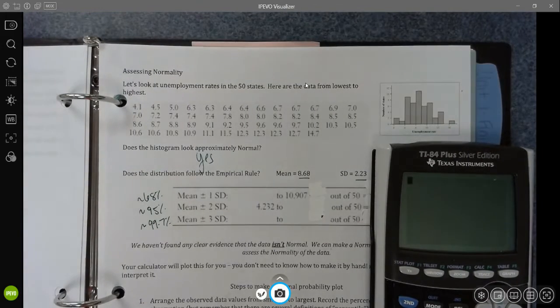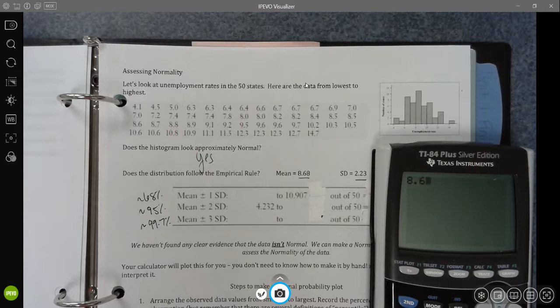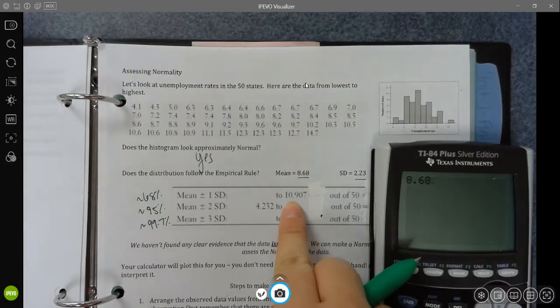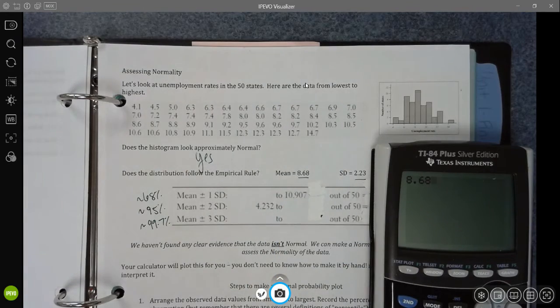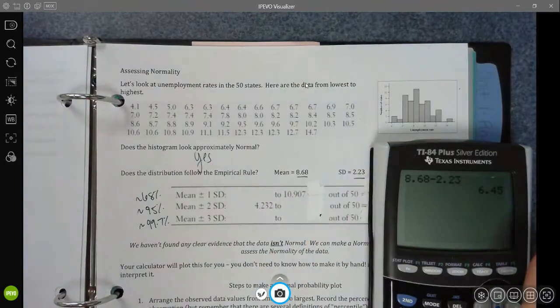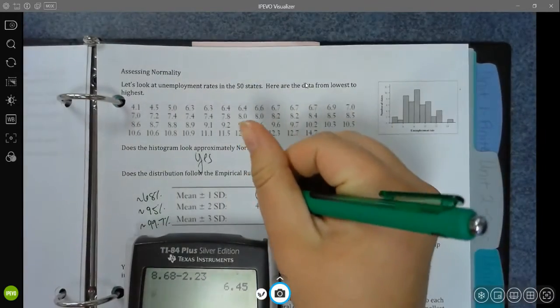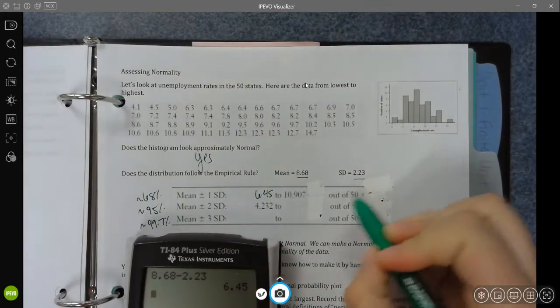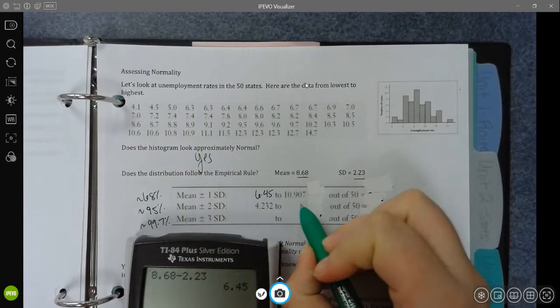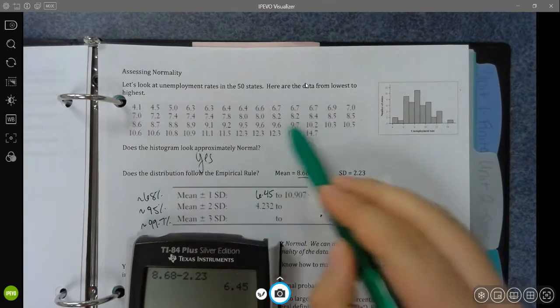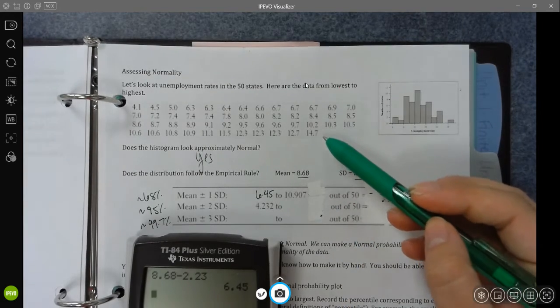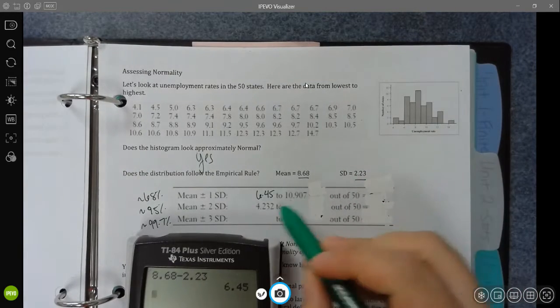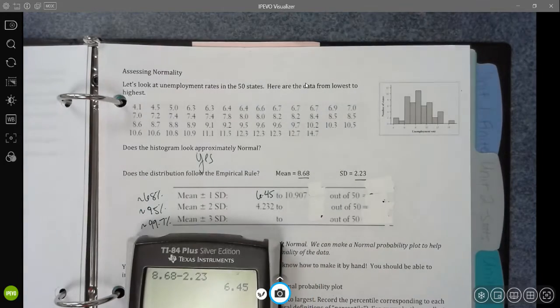So the mean plus one standard deviation, we know the mean is 8.68, I'm sorry, that number must be plus one standard deviation. So let's subtract off the 2.23. And so my bounds for within one standard deviation are between 6.45 and 10.907. What we need to figure out is how many states out of 50 fall into this range. I'll let you pause the video. You're just going to go back up here. We're given all of the data. We can count and find the exact number of data points that fall within that range.